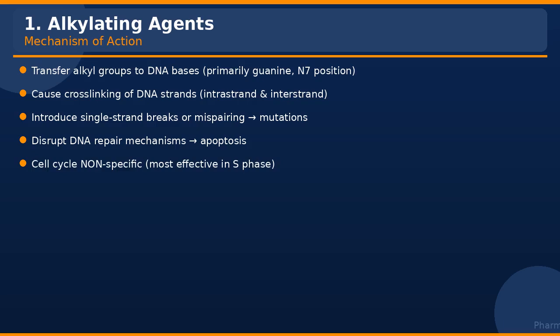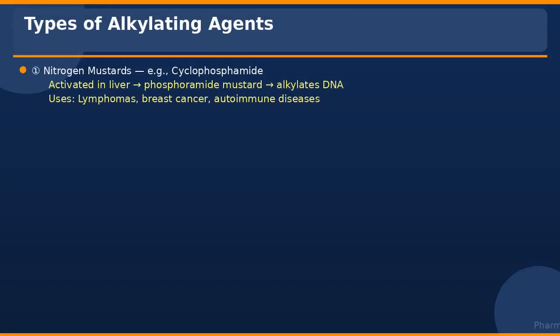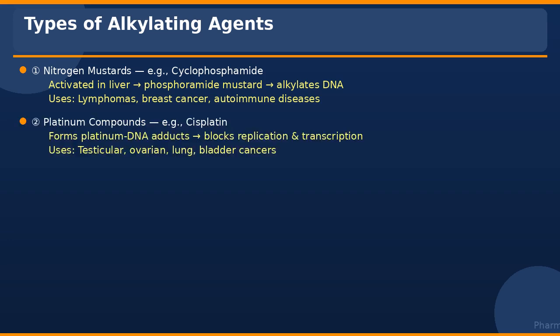Alkylating agents are cell cycle nonspecific, but are most effective during the S phase when DNA synthesis occurs. There are four major subtypes of alkylating agents. First, nitrogen mustards, the classic example being cyclophosphamide, which is activated in the liver to form phosphoramide mustard, an active metabolite that alkylates DNA. It is used in lymphomas, breast cancer, and autoimmune diseases such as lupus nephritis.